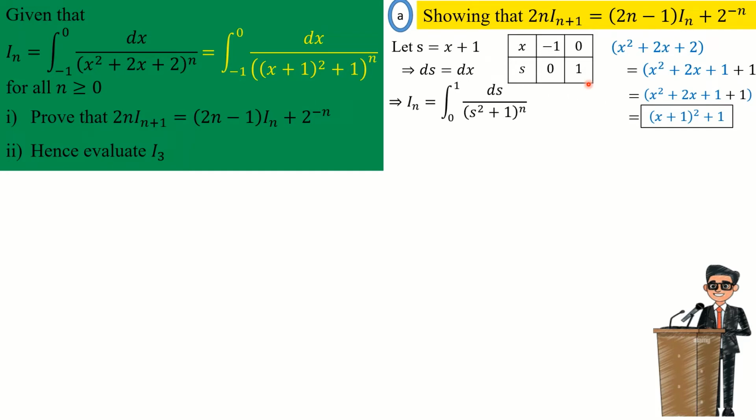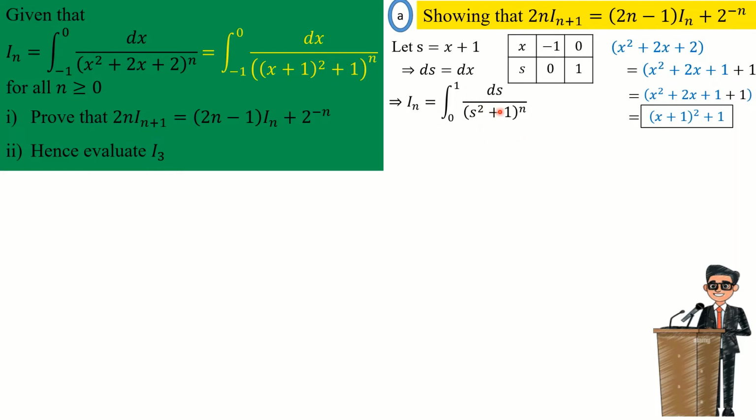So In will simply be equal to the integral from 0 to 1, and in the place of the x, I replace it with the s, because I have changed from the x world to the s world. In the place of x plus 1, I replace it with s, but remember it is all squared, and then plus 1, all of that raised to the power n. Now it looks something nice. Now I need to prove this relationship.